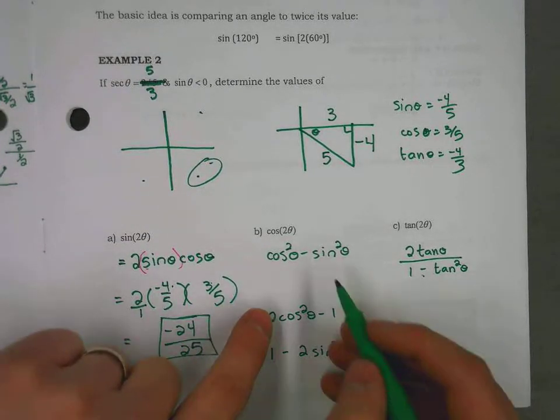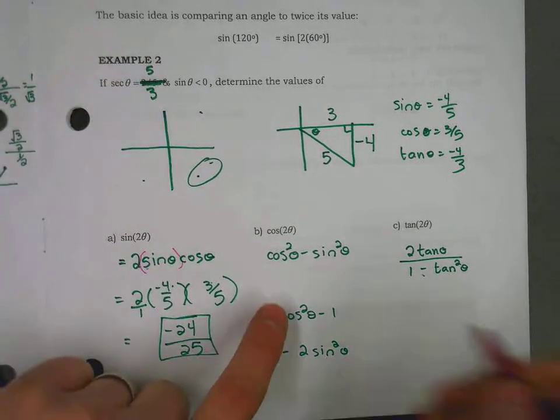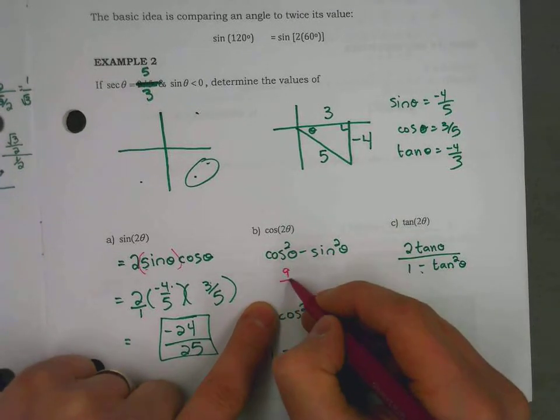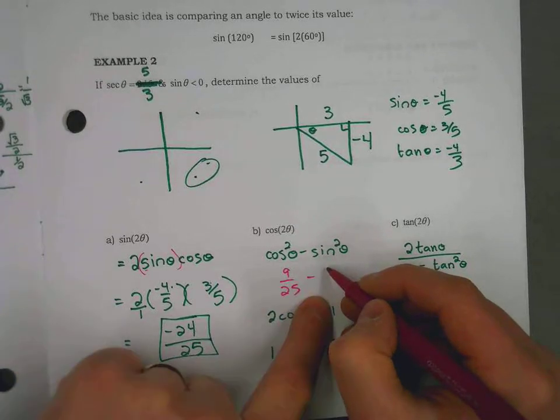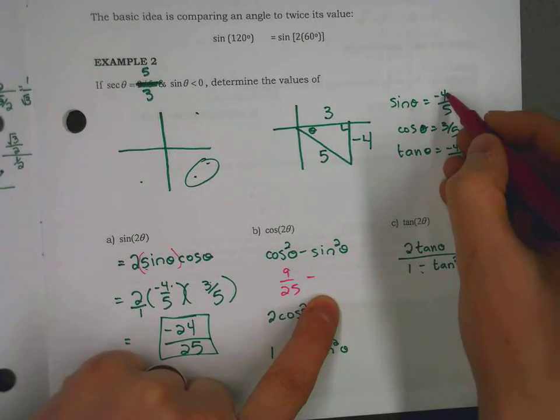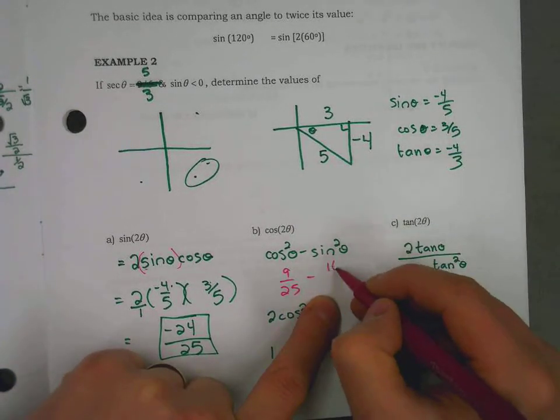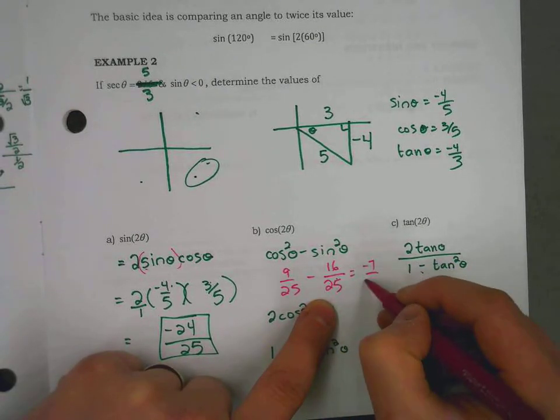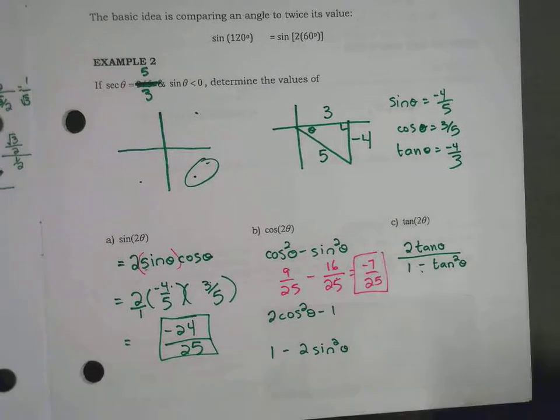I'll maybe choose the top one just because it's in order. Cos squared, 3/5 times 3/5, minus sine squared, negative 4 over 5 times negative 4 over 5 is positive 16 over 25. Subtract those together and you get a negative 7 over 25.